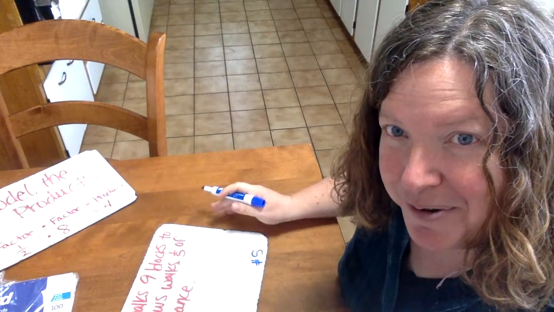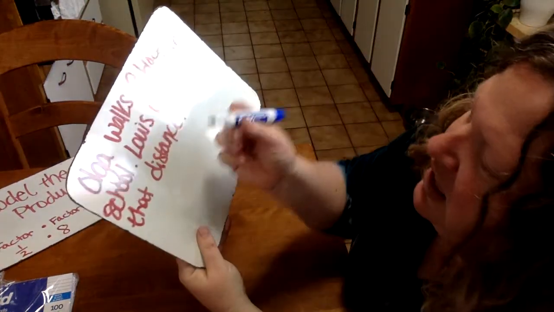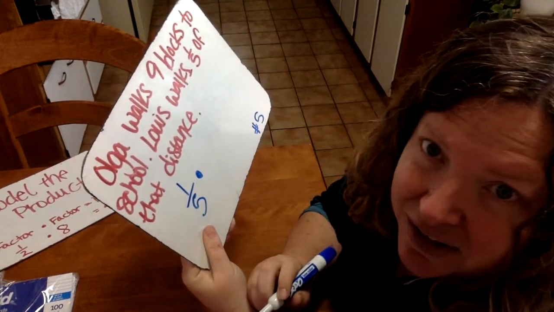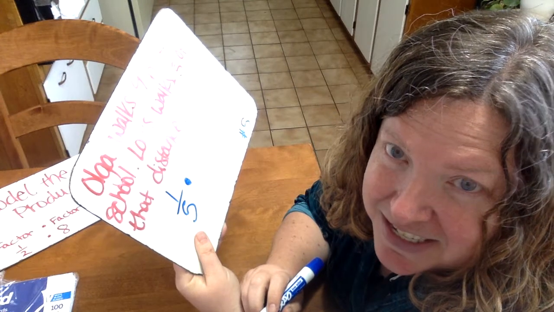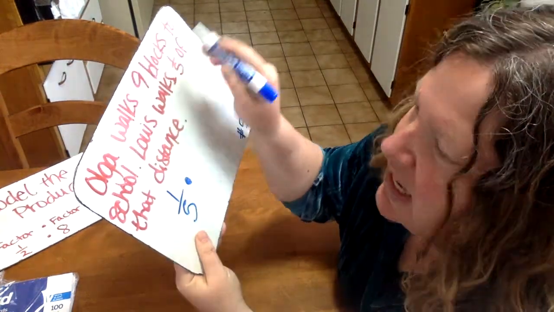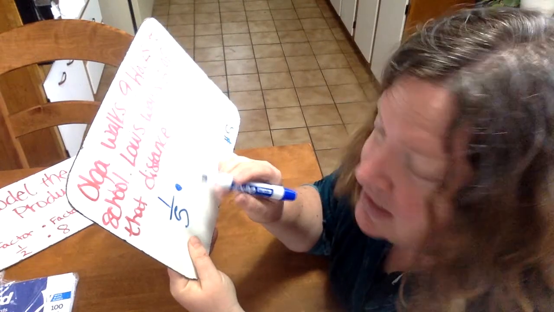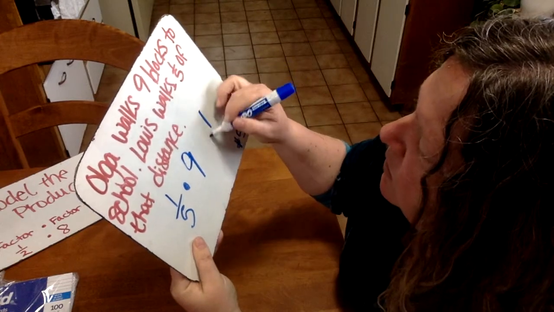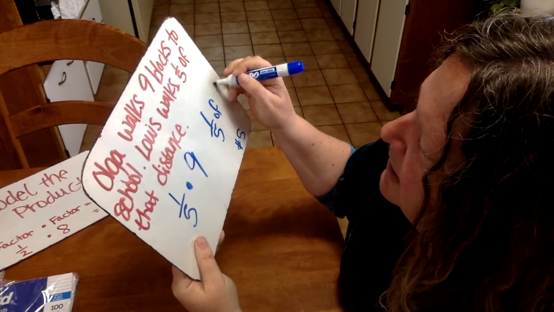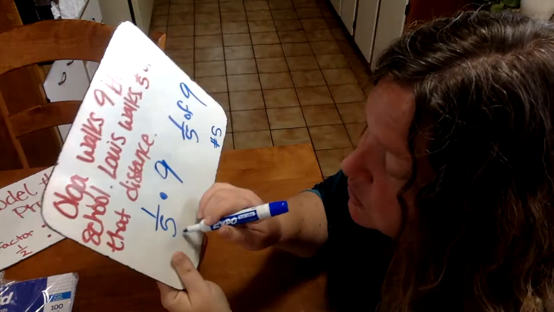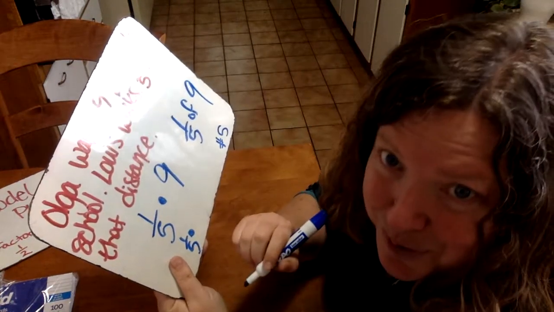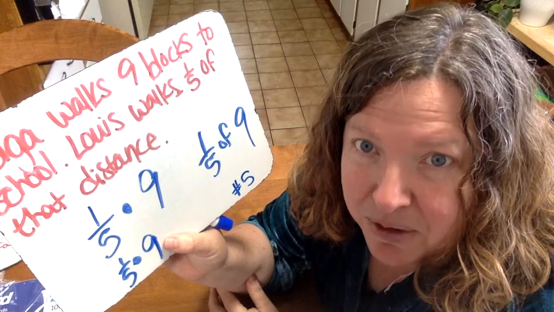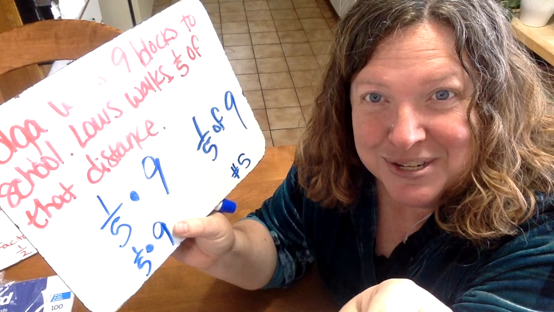I hear the word of. So he walks 1/5 of that distance. And what's that distance? 9 blocks. Olga walks 9 blocks. He walks 1/5 of that distance. So 1/5 of 9. You can think of it as 1/5 of a group of 9. So all of those are ways to think about it. So let's see what we can do to solve it.